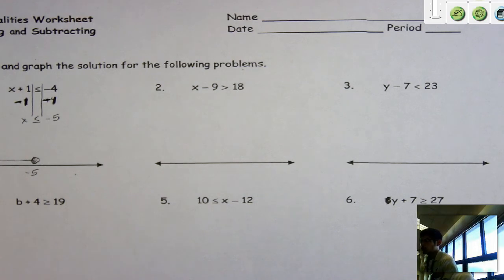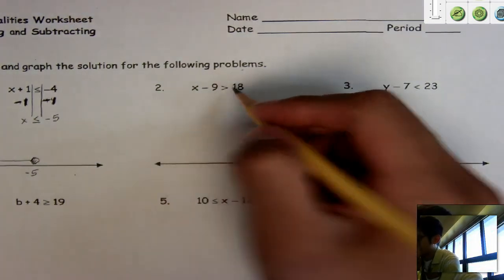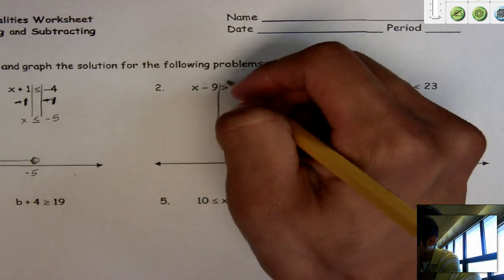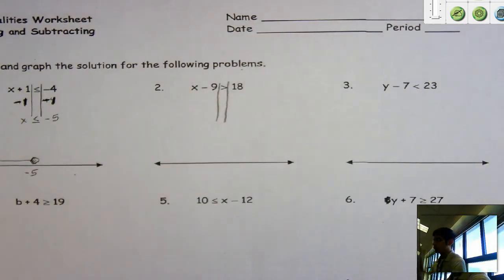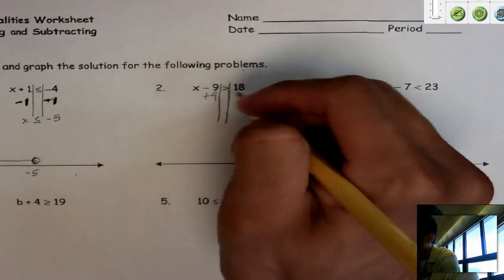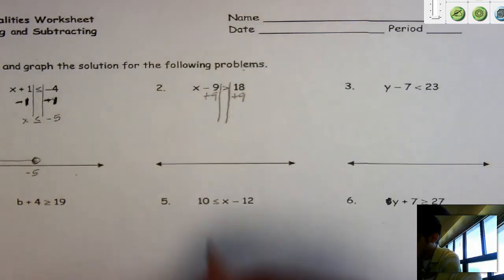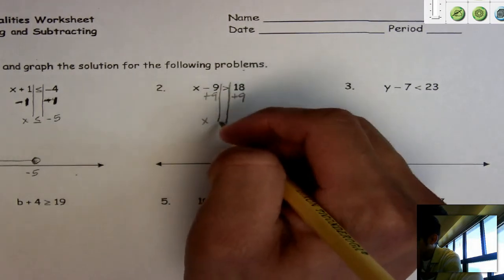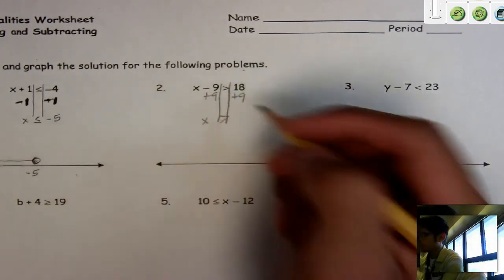Okay, on number 2 it says x minus 9 is greater than 18. I'm going to draw my two lines right here on the side. That way it kind of has two sides. What's the opposite of minus 9, everybody? Positive. Plus 9, a positive 9. So I'm going to do positive 9 to both sides. And x is greater than, what's 18 plus 9?